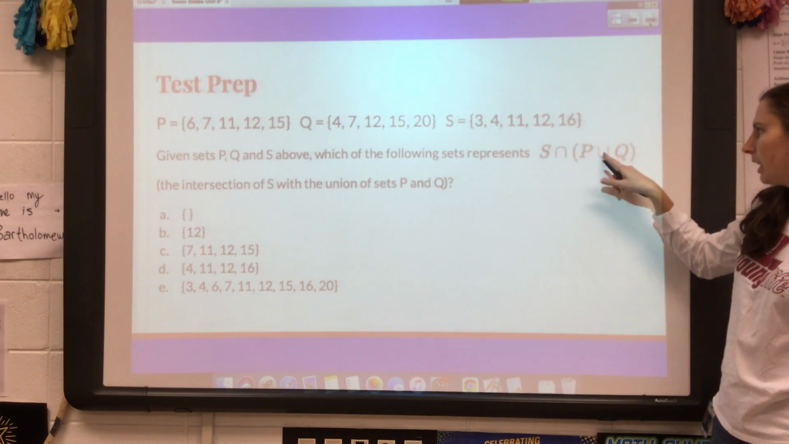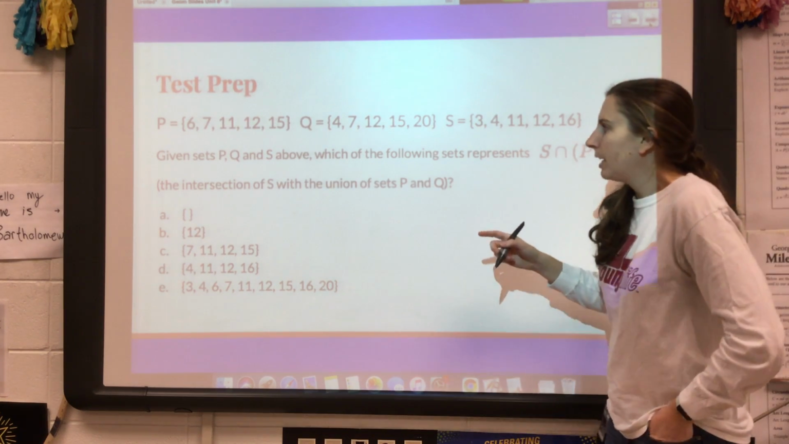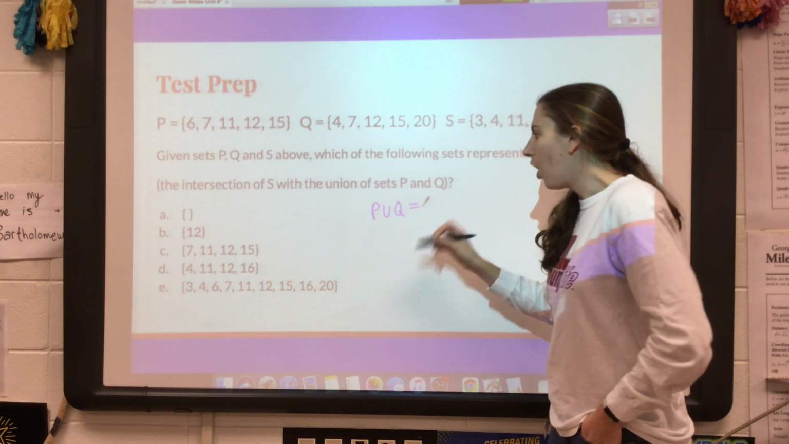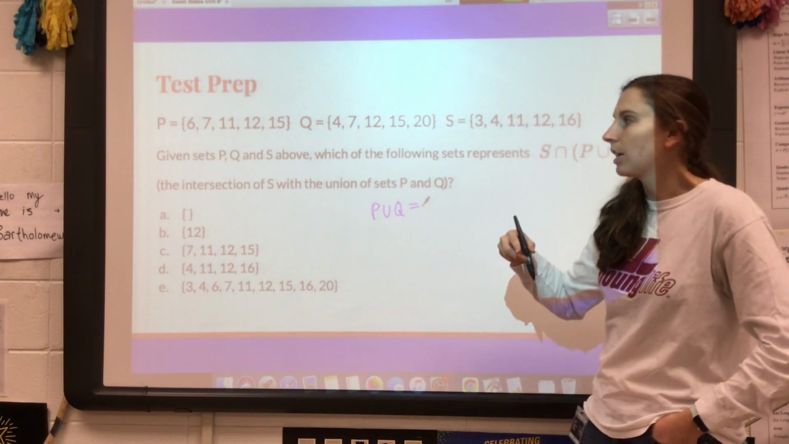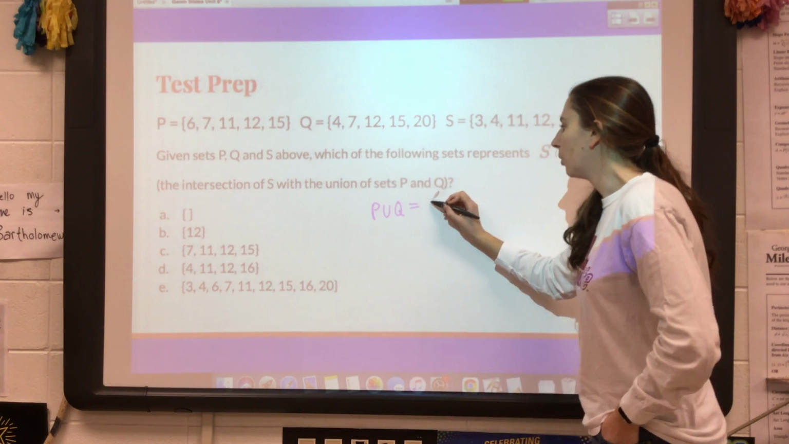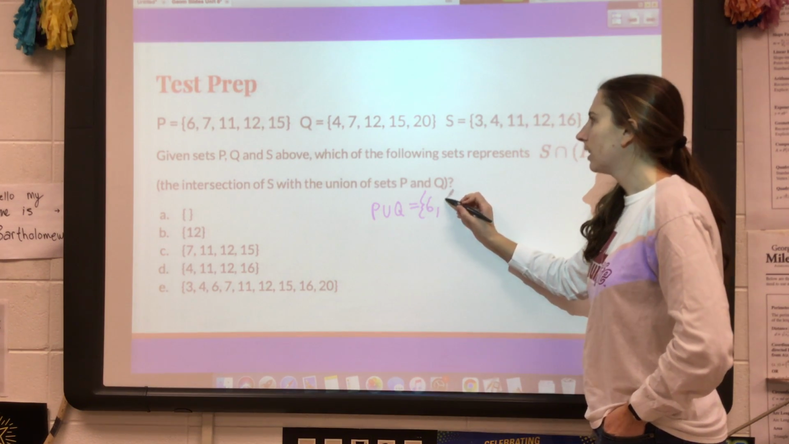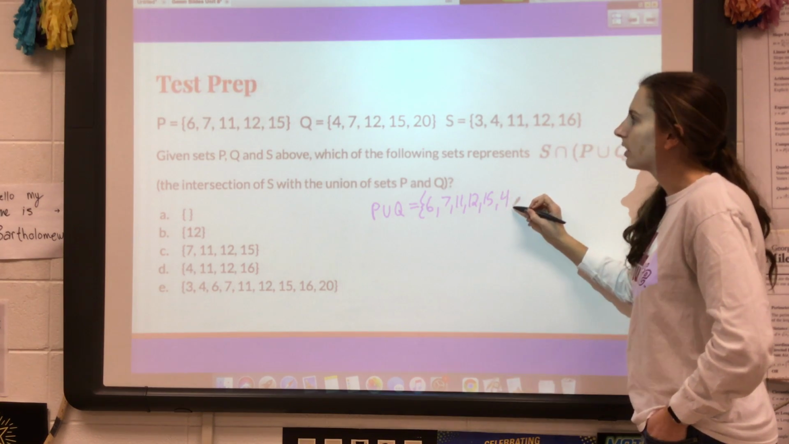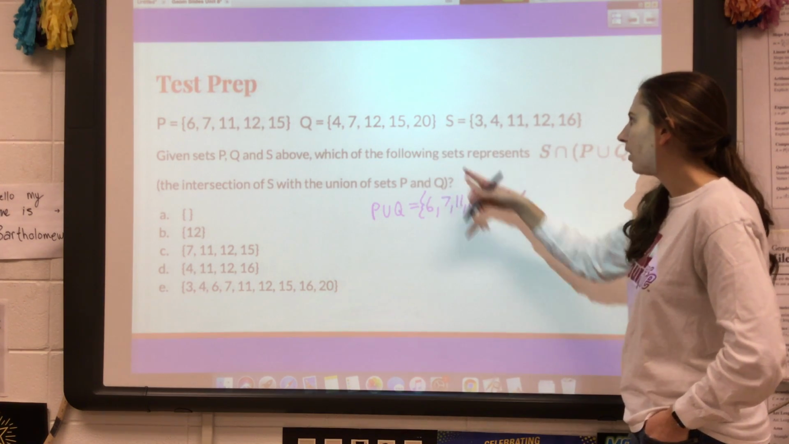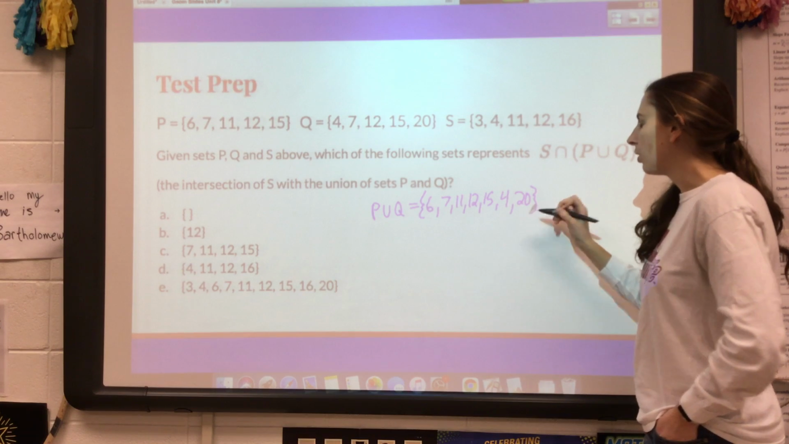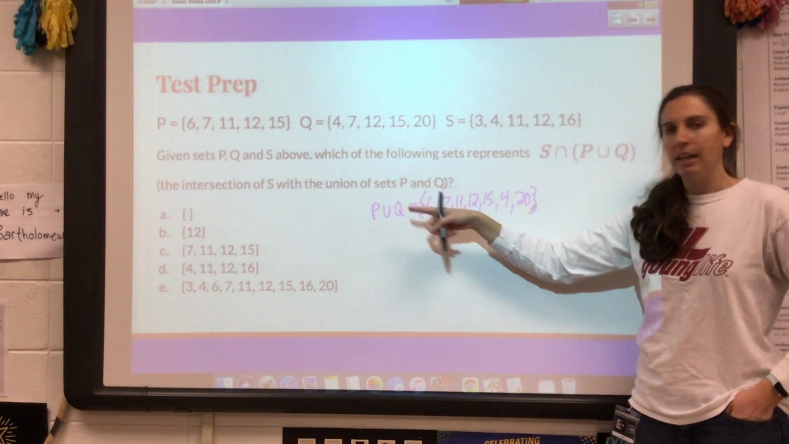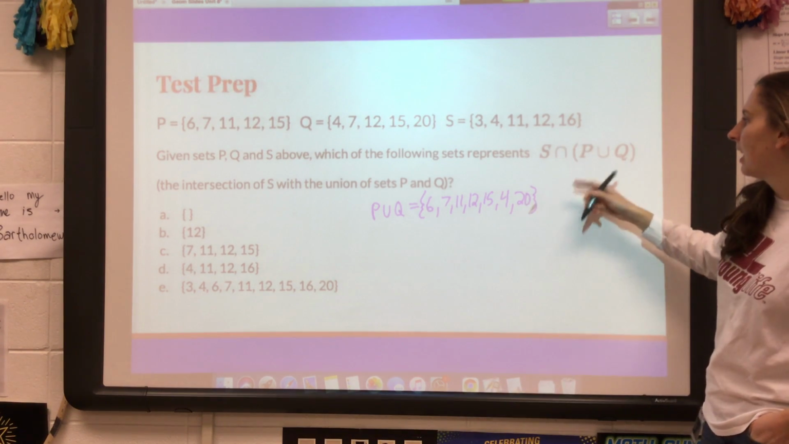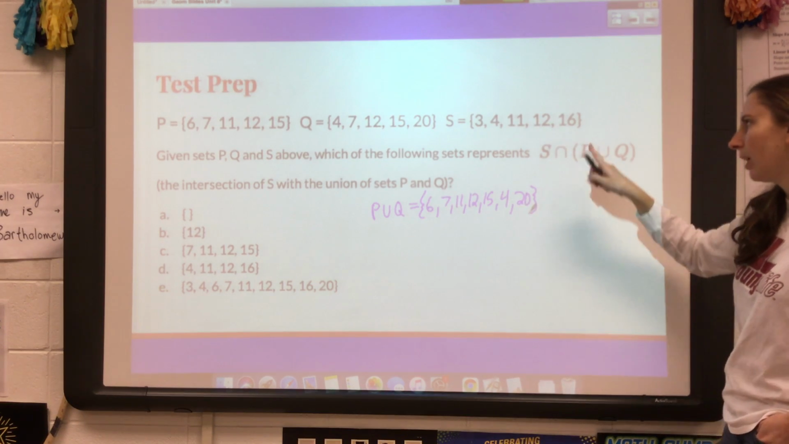So let's start here. Let's do P union with Q. P union with Q is all those elements combined. It's the union of those 2 sets. So I want both of these. I want 6, oops, let's do some brackets, 6, 7, 11, 12, 15, and then also 4, 7, oh, I already had 7, 12 I already have, 15 I already have, and then I need a 20. So this is P or Q right here.